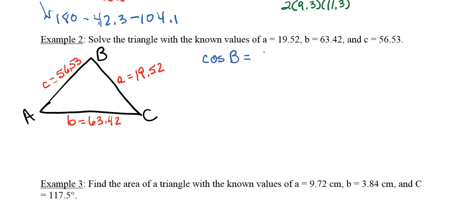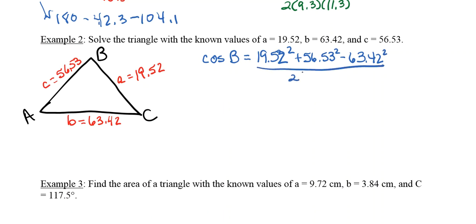So we're going to follow the same formula. So cosine of B is A squared plus C squared minus B squared, because we minus the one that matches the angle we're looking for, divided by 2 times the ones that don't match. So we'll go ahead and plug all that in.